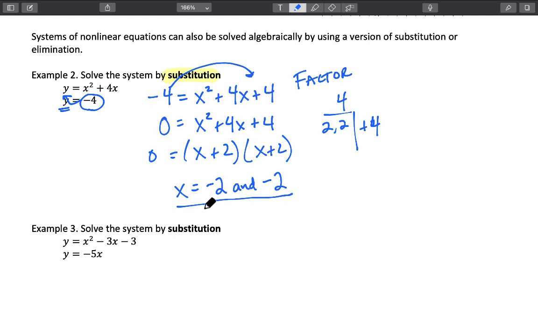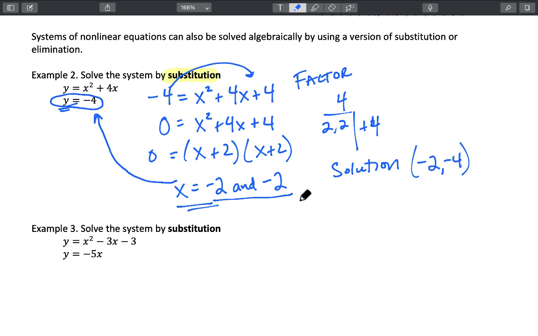Now we're not done yet, right? We only found the x value. We still need to take this x value and plug it back into our equations to find out what our y is. This is a nice easy one because they actually tell us what y is. They tell us that y is equal to -4. So our actual solution is the ordered pair (-2, -4).